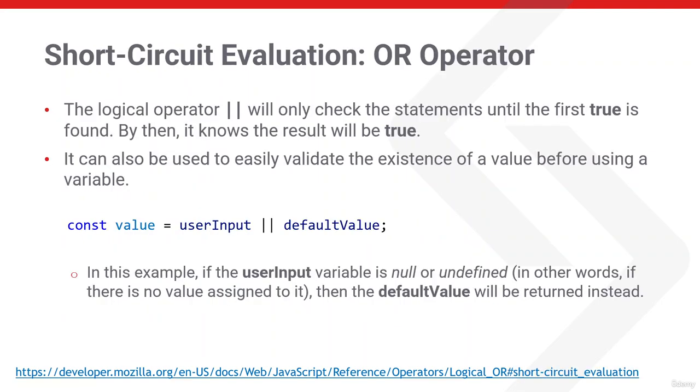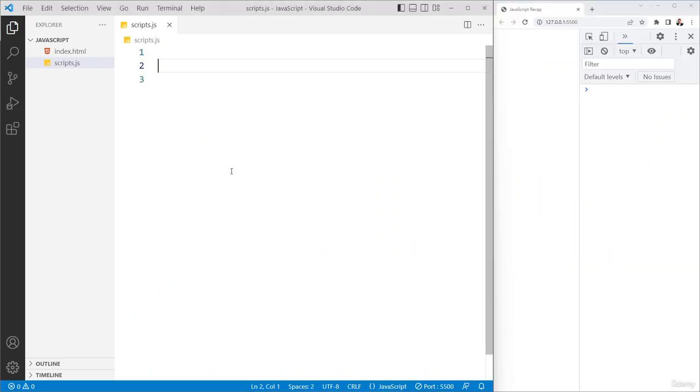And JavaScript uses the same idea for creating a short circuit evaluation using the OR operator, where I can decide to assign one value or another depending if there is a value defined. Let me show you an example. Let's go back to the code. And let's say I have this scenario.